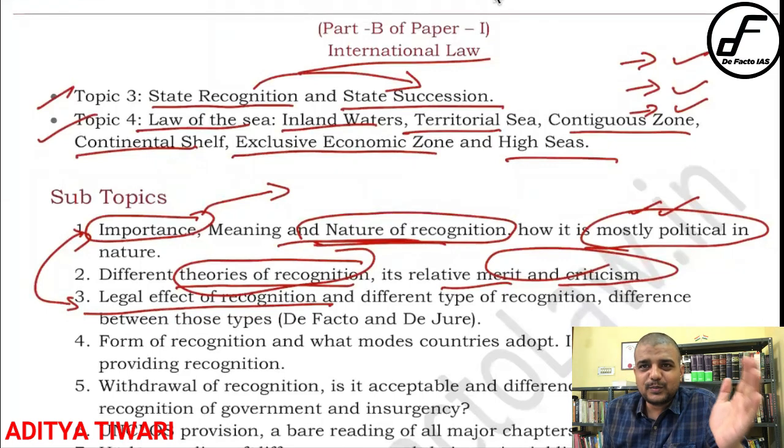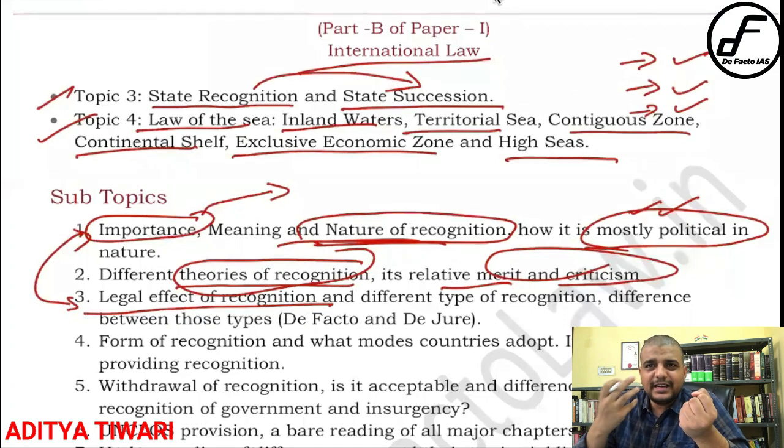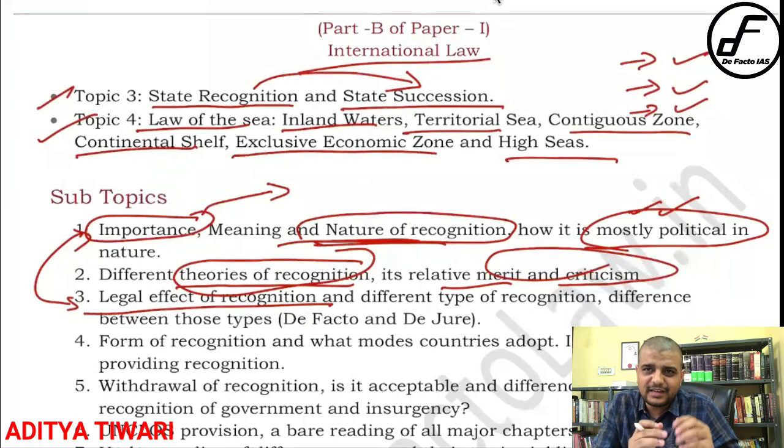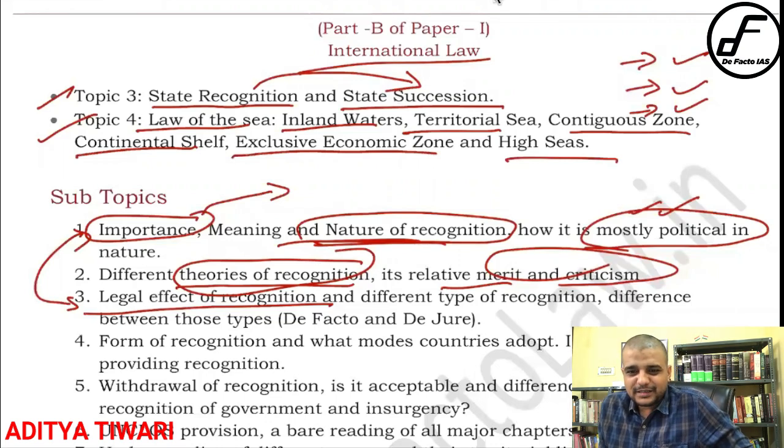Suppose India was divided into Pakistan and India. Then if Pakistan is recognized as a sovereign state, whatever rights and duties the predecessor state had, the newly recognized country gets the same rights. Yes, the right to sue and be sued, that is very correct. Once you acquire international personality, automatically you get this right to sue. So, quite a simple point here, right?